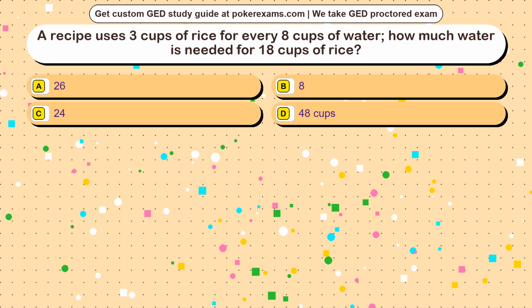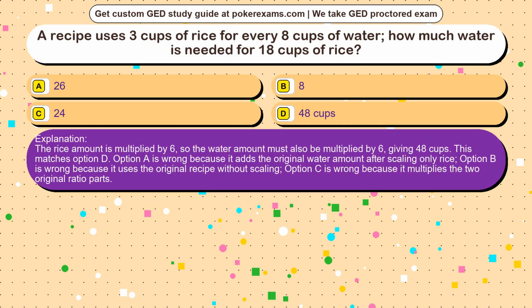The correct answer is option. The rice amount is multiplied by 6, so the water amount must also be multiplied by 6, giving 48 cups. This matches option D. Option A is wrong because it adds the original water amount after scaling only rice. Option B is wrong because it uses the original recipe without scaling. Option C is wrong because it multiplies the 2 original ratio parts.